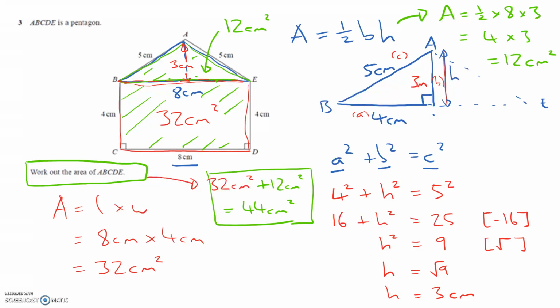The triangle, we realised we had to work out the height. We used Pythagoras to find that the height squared was 9, and therefore the height was 3. And then we could use our half base times height formula to work out the area of the triangle and add those two areas together.